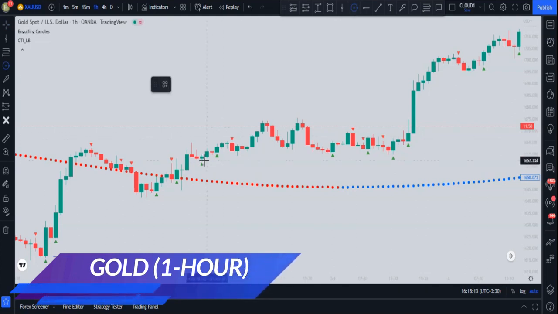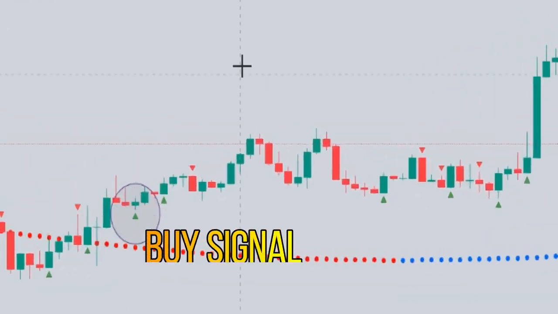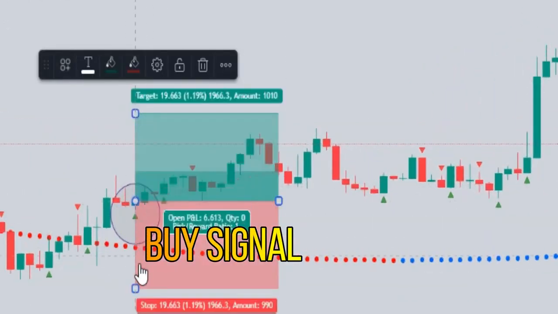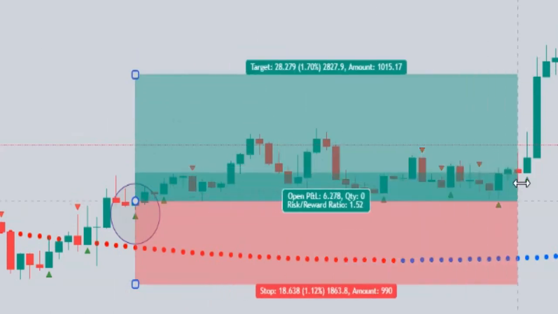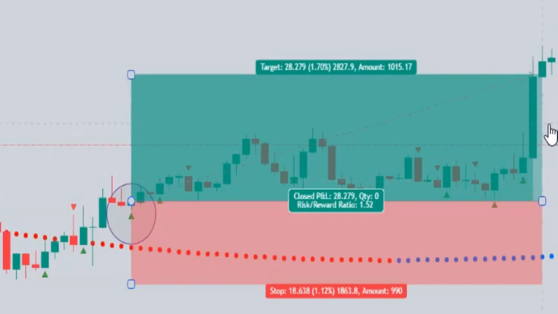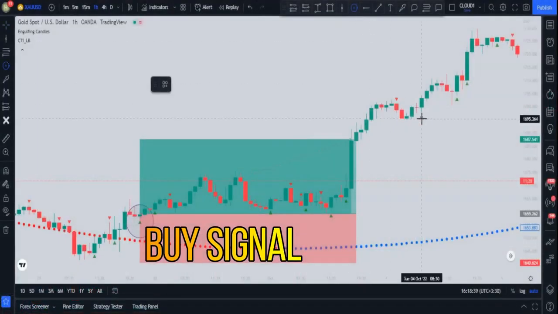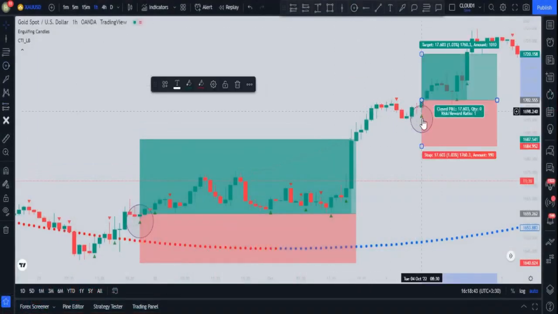This is gold 1 hour time frame. There's a green triangle which means a buy signal and the CTI dots are below the price action. So this buy signal is valid and we can take this buy signal, and also this buy signal is valid because it is above the CTI indicator.